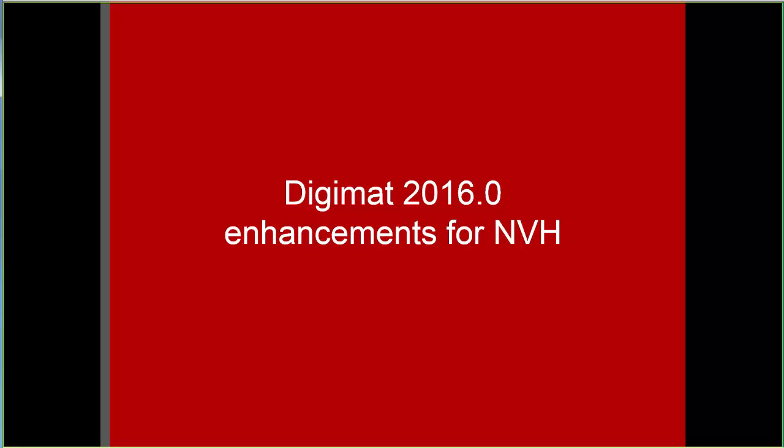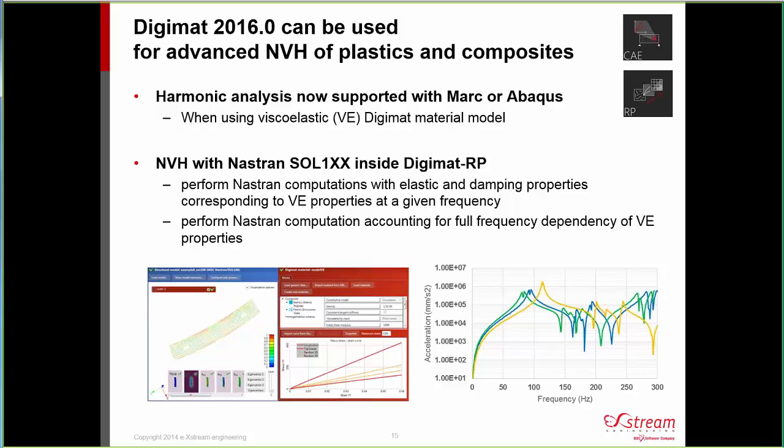So what are the enhancements in Digimat 2016 which might help you to avoid this kind of error and risk in your design processes? So I will go straight to the point. Basically, what has been improved today is that, at first, you can use a viscoelastic Digimat material model.